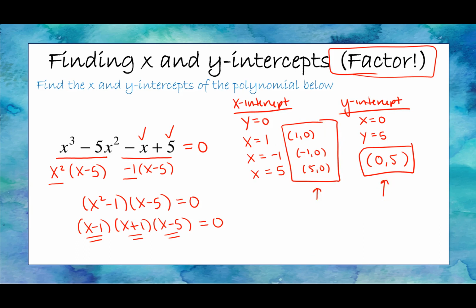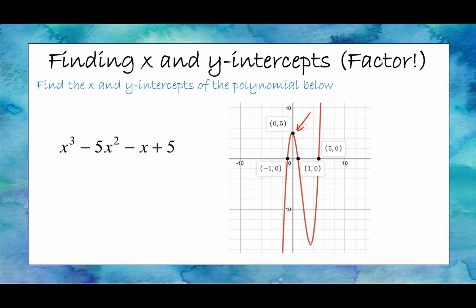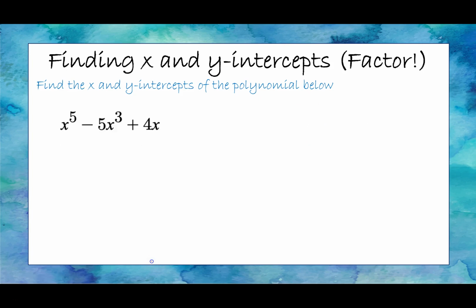And let's go ahead and check that. Our answer makes total sense. You can see here that our y-intercept is at 5, and we have 3 x-intercepts here, here, and here. So our answer is correct. Let's go ahead and take a look at this one.